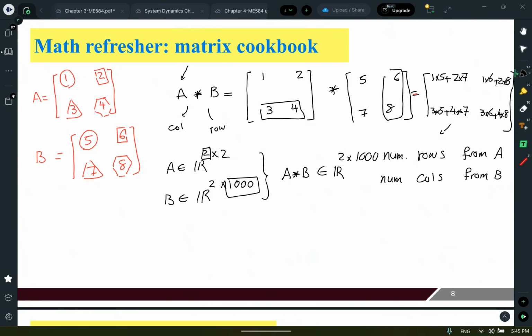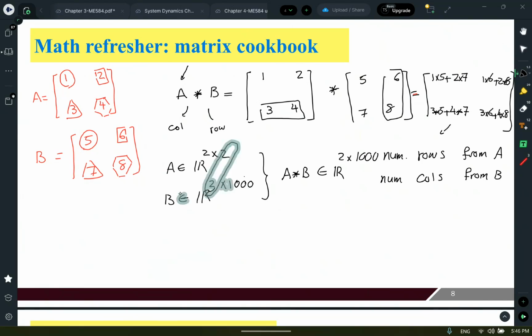Note that, guys, if A was 2 by 2 and B was, let's say, 3 by 100 or 3 by 1,000, this multiplication was not possible from the beginning because the number of columns and rows of these two must match for you to be able to multiply them. So very important.